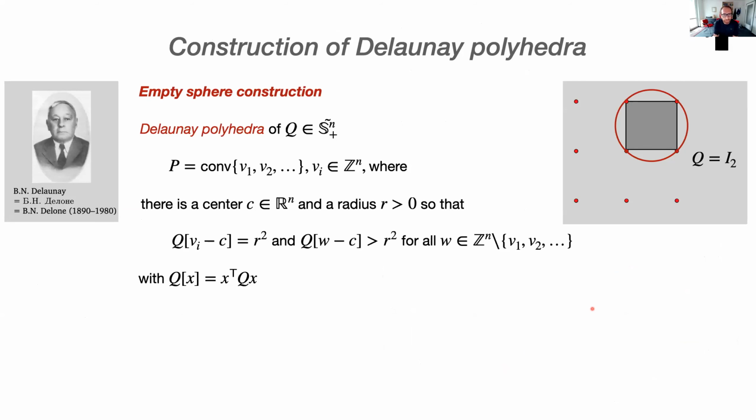This is done by the construction of Delaunay polyhedra. That's the empty sphere construction we already discussed yesterday. So we have a matrix Q, which lies in the rational closure, and then P is a Delaunay polyhedron of Q if it comes by this empty sphere construction. So there is a center c, there's a radius r, so that the vertices of the polyhedron just lie on the circumsphere here, and all other lattice points lie outside.